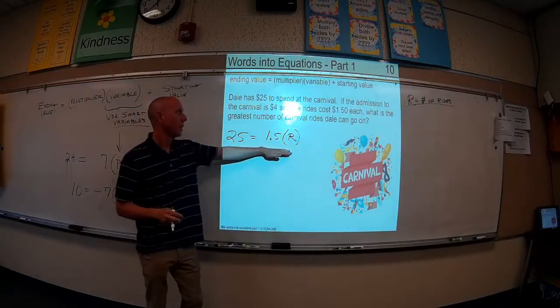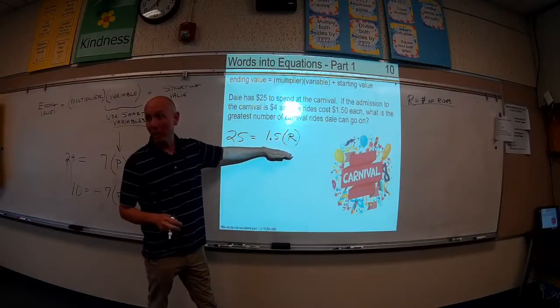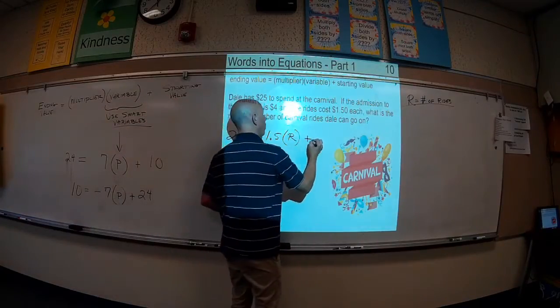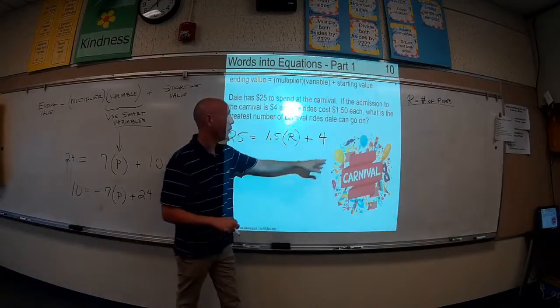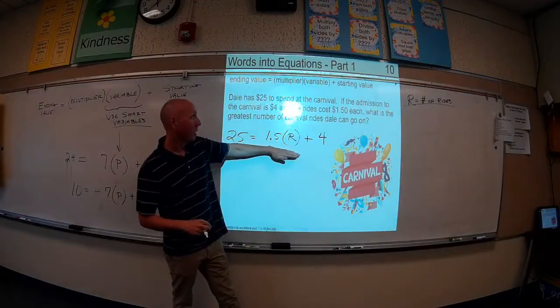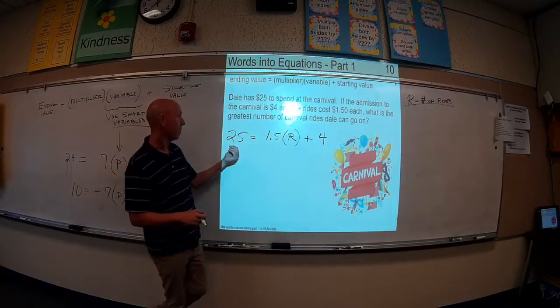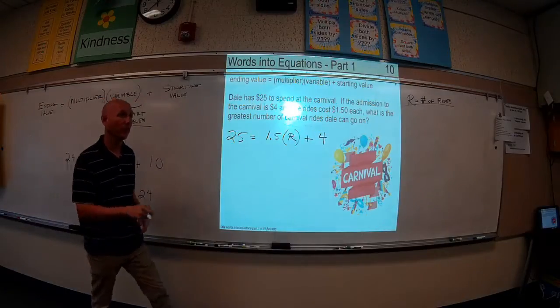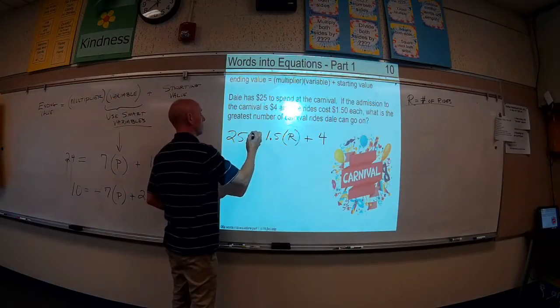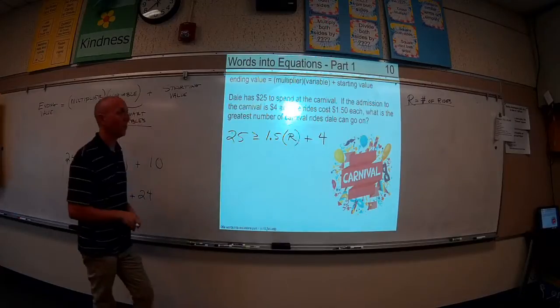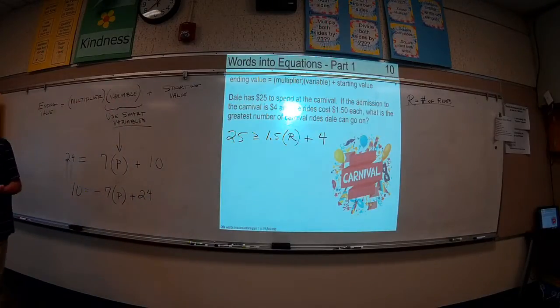So this is going to be the amount he's about to spend on the rides, plus the $4 he spent just to get in. $4 just to get in, the cost of all the rides, and that has to be $25, actually less than $25, right? Solve it. And tell me, how many rides can he go on? What's the maximum he can go on?